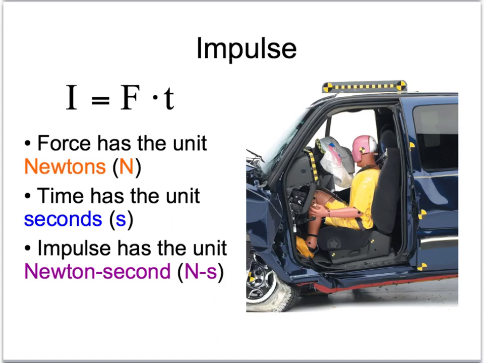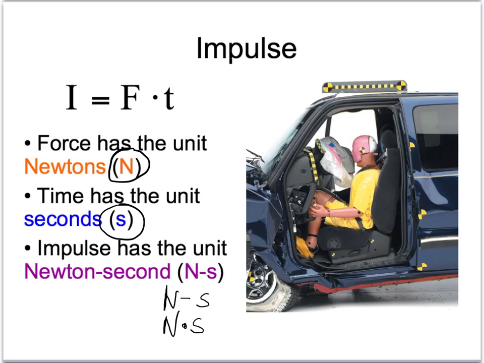All right, we can calculate impulse. Impulse is force times time, just like work is force times distance. Very similar things. Force has the unit newtons, time has the unit seconds, and impulse has the unit newton-seconds. Work was newton-meters, and impulse is newton-seconds.